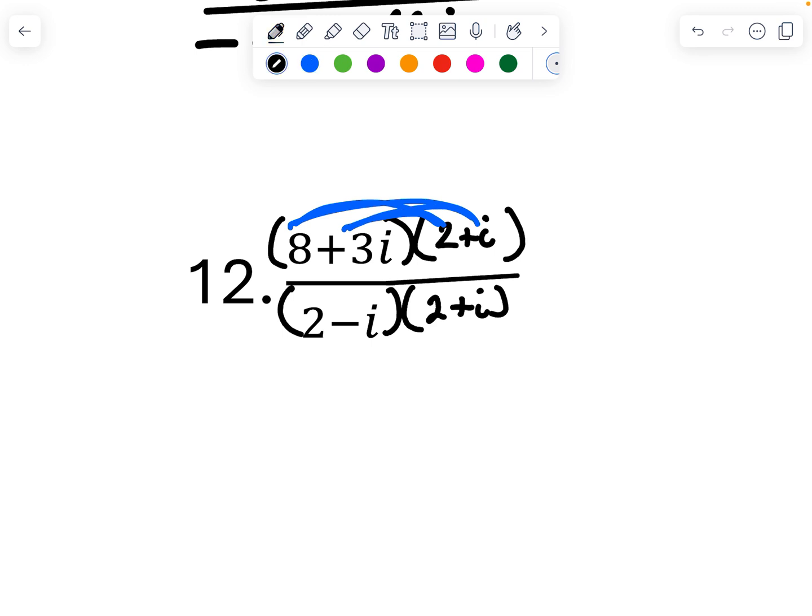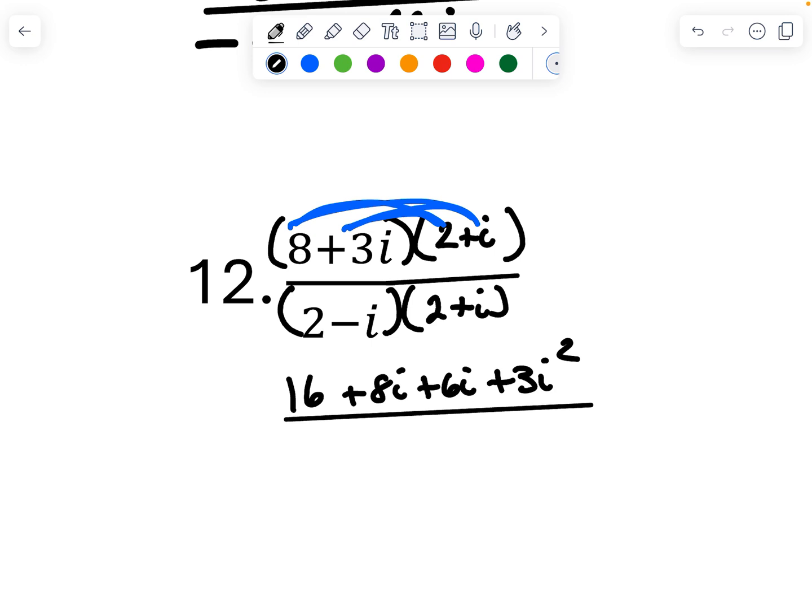When I do that, 8 times 2 is 16. 8 times i is 8i. 3i times 2 is 6i. 3i times i is 3i squared. The denominator, I'm going to take 2 times 2. I am going to remember that 2 times positive i and negative i times 2 cancel each other out. And then I'm going to take i times i. So really what I'm doing is 2 times 2 and negative i times i. 2 times 2 is 4. Negative i times i is negative i squared.